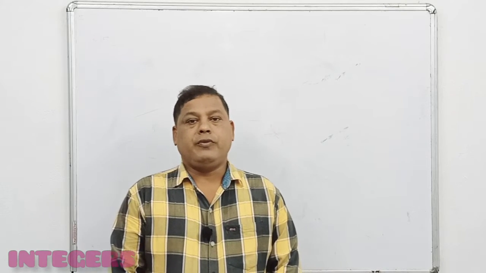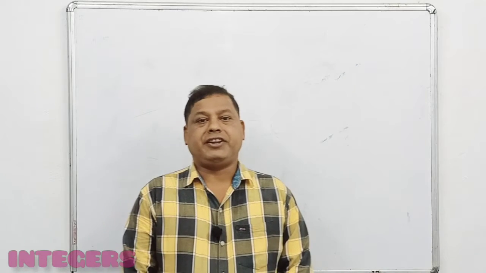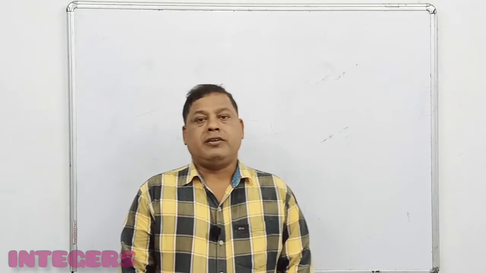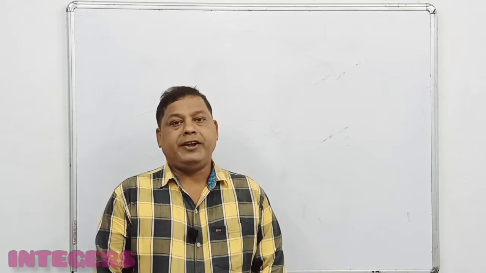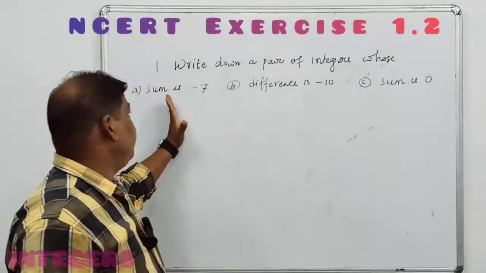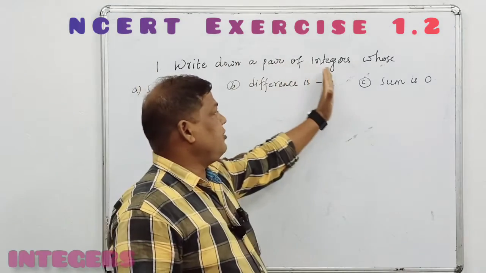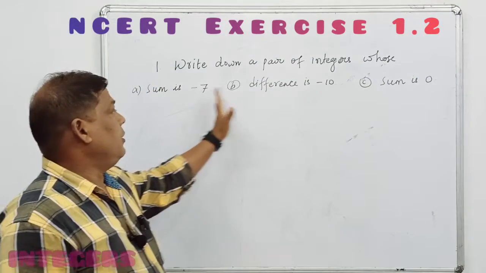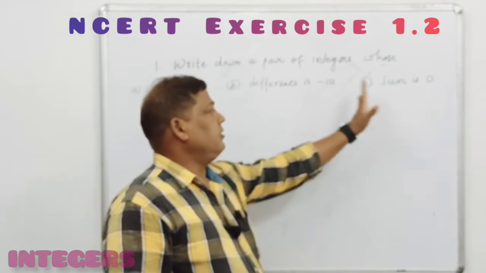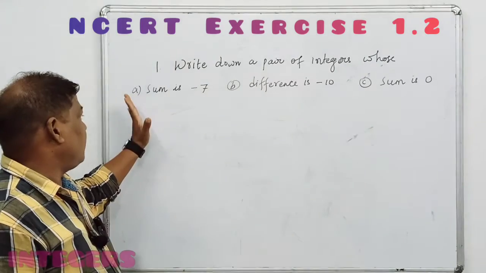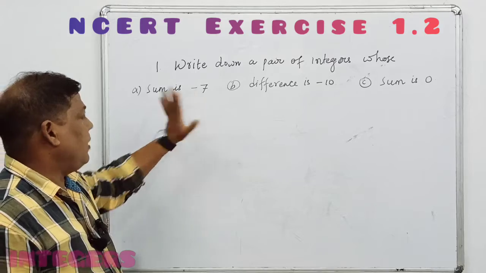Today we will deal with some NCERT textbook problems regarding integers. Today we will see exercise 1.2 and 1.3. Here is the first question: write down a pair of integers whose sum is -7, difference is -10, sum is 0. First of all, we will see the first sum, that is, sum is -7.